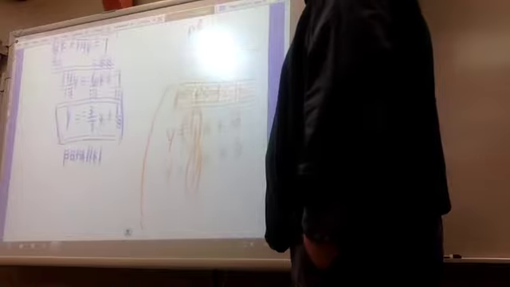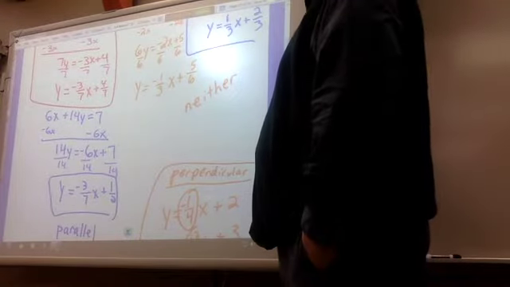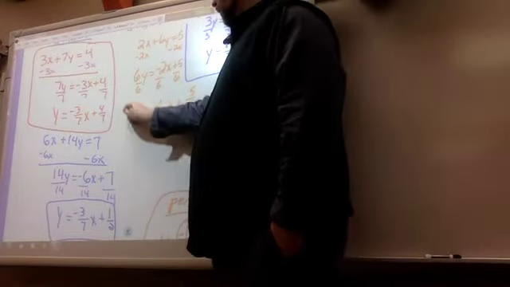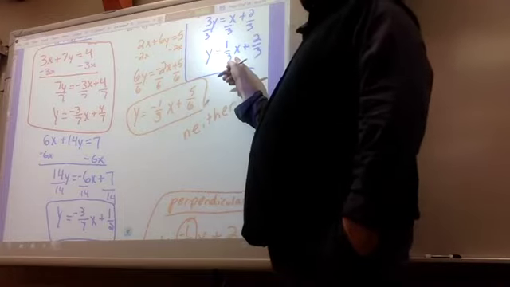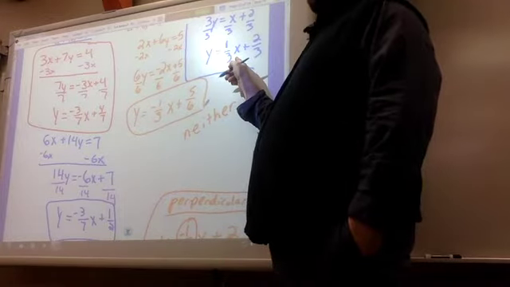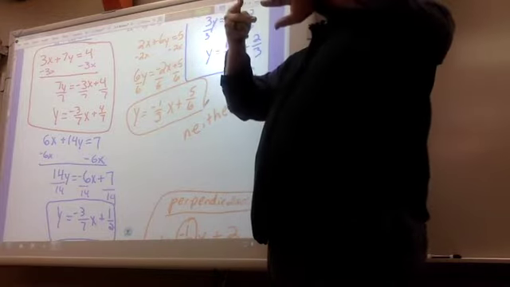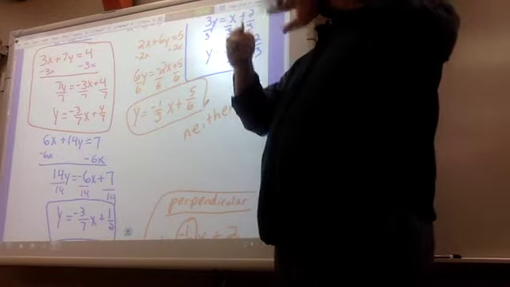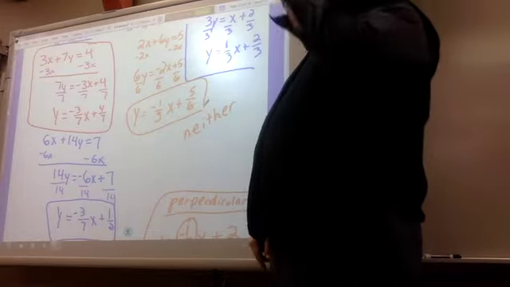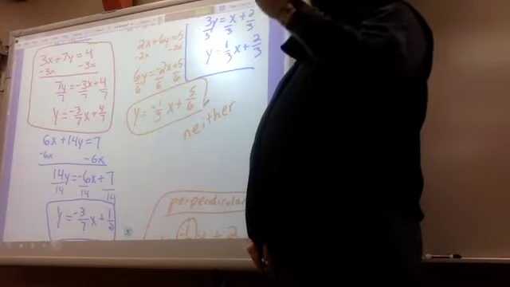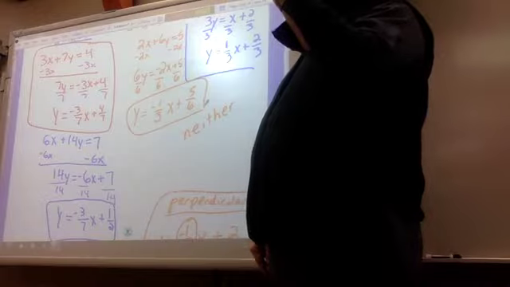Whereas the one we just got through doing, they both had a 1/3, so they're not going to be perpendicular because for them to be perpendicular, one of them needs to be flipped over. So for perpendicular, two things need to be true: different signs, and one of them's flipped over.